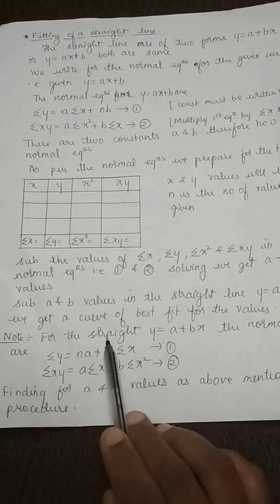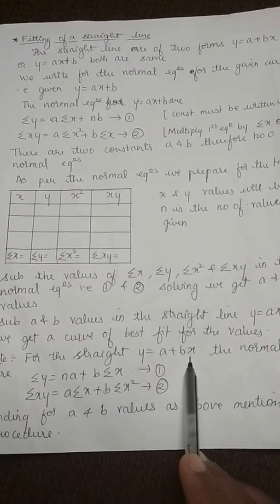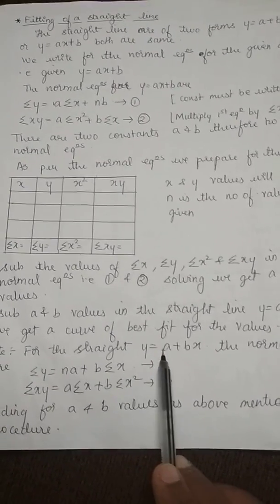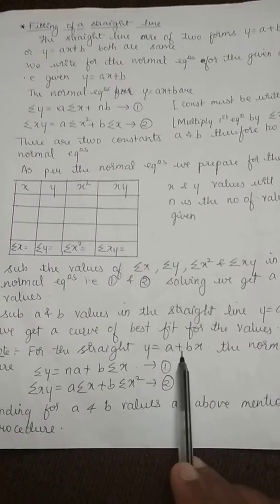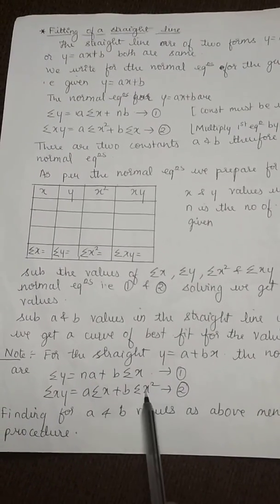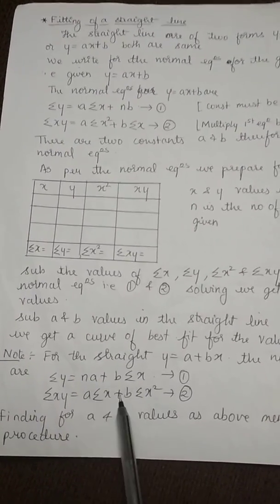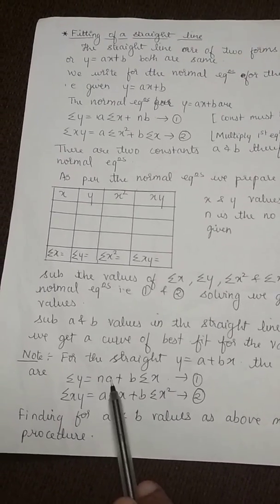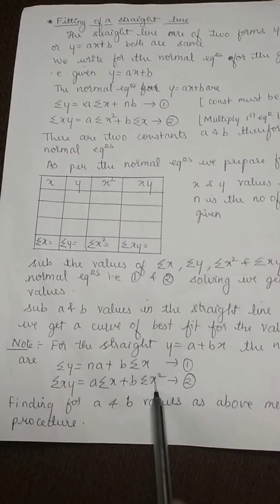Similarly, we can solve for a straight line y is equal to a plus bx. We write the normal equations as summation y equals na. Here a is constant, so write na plus b into summation x. To write the second normal equation, just multiply the first equation with x. We will get summation xy is equal to a into summation x. Na will change to a into summation x, plus b into summation x square.